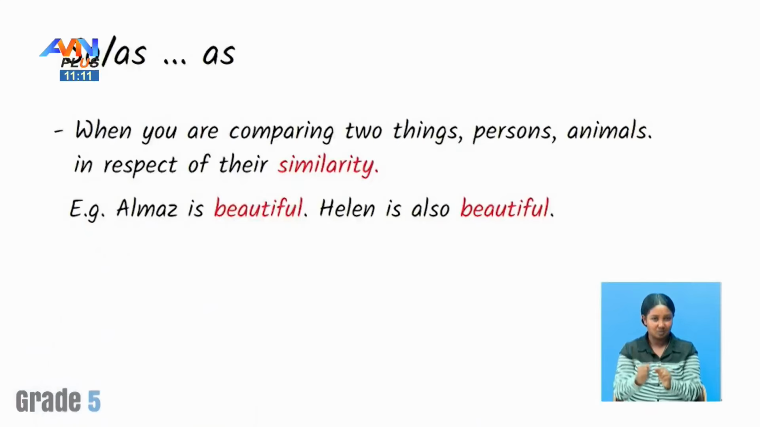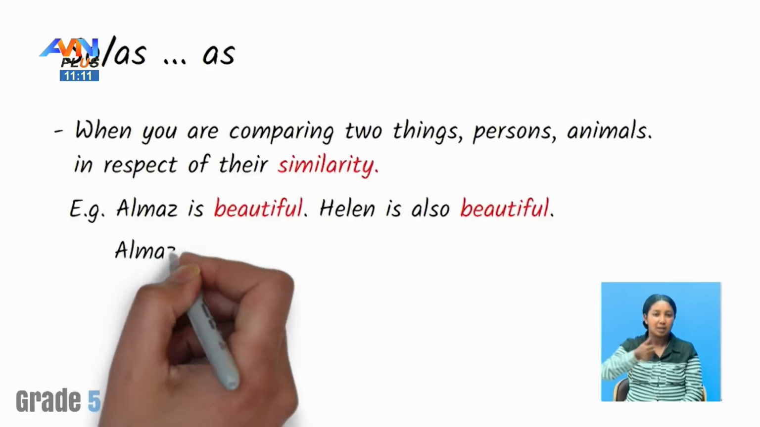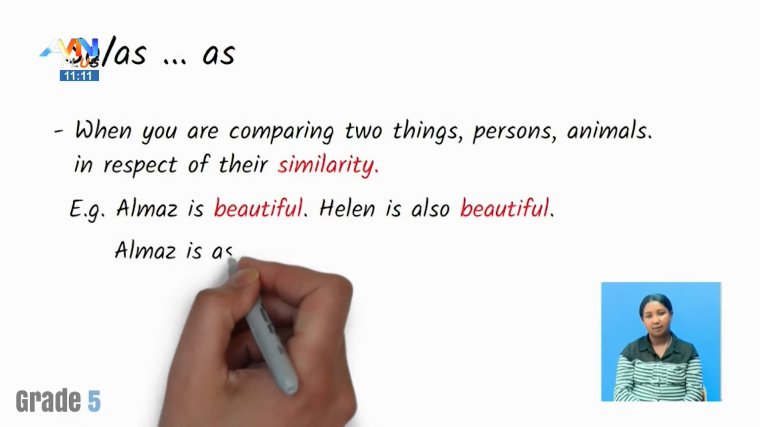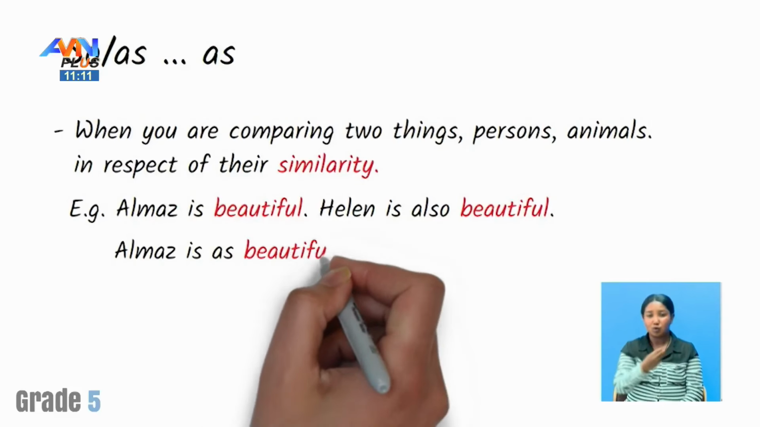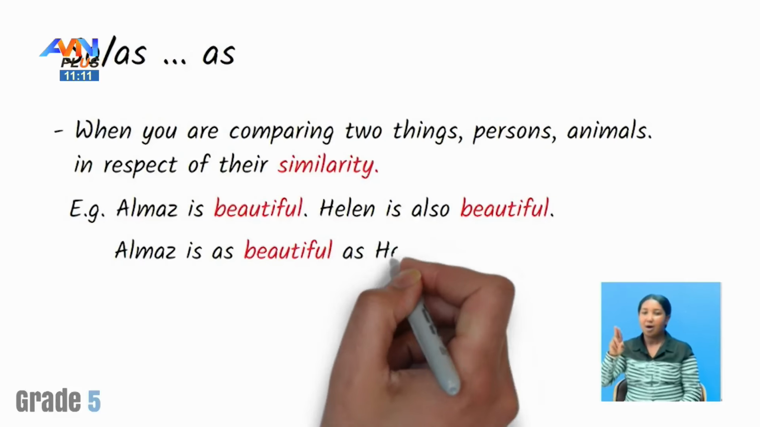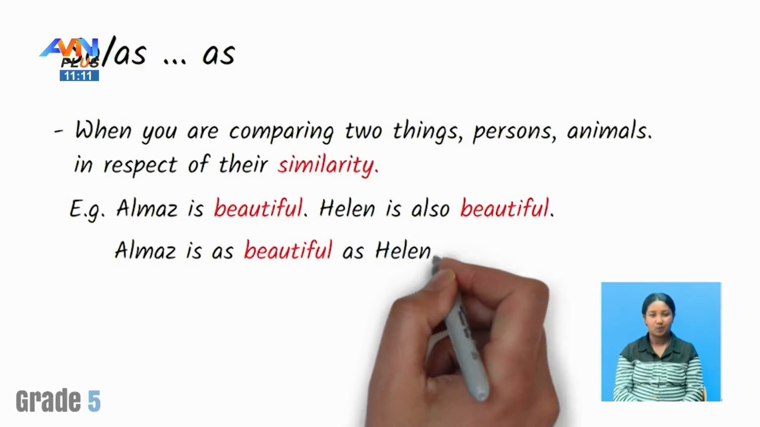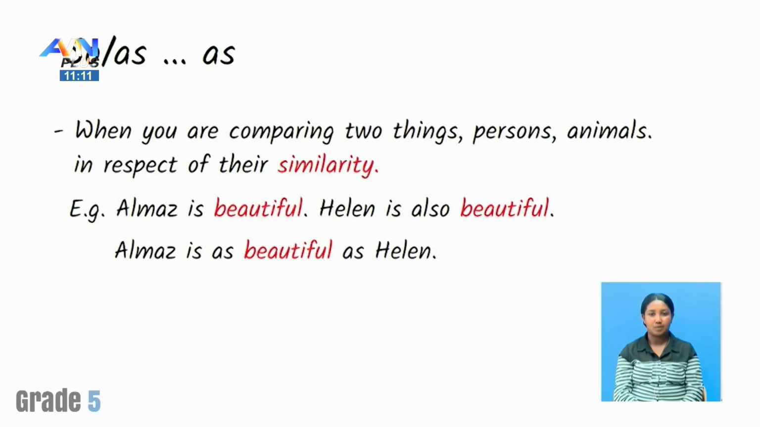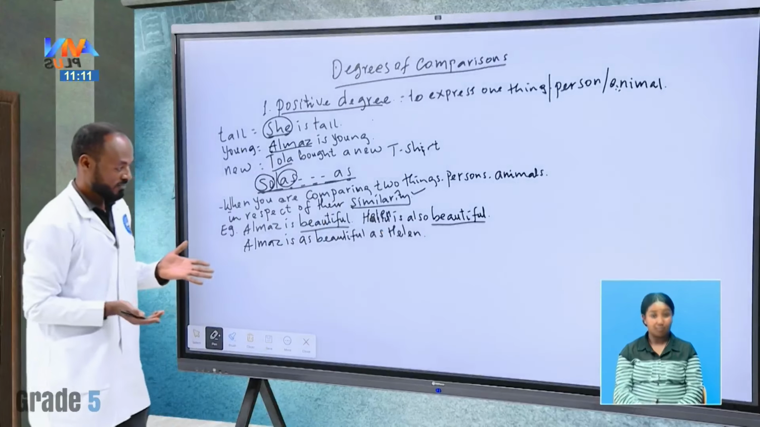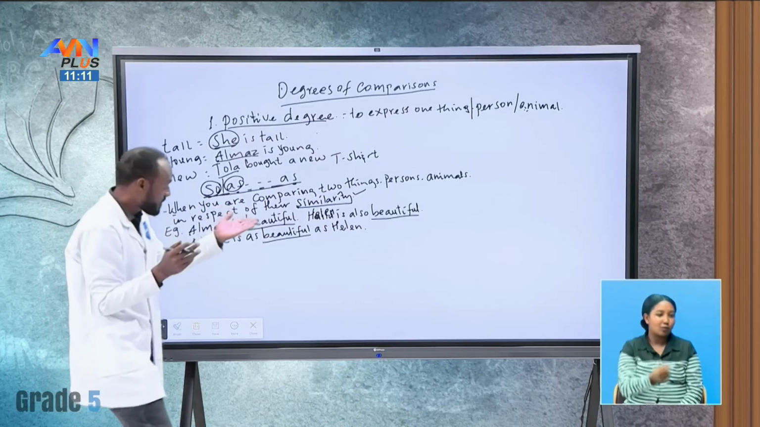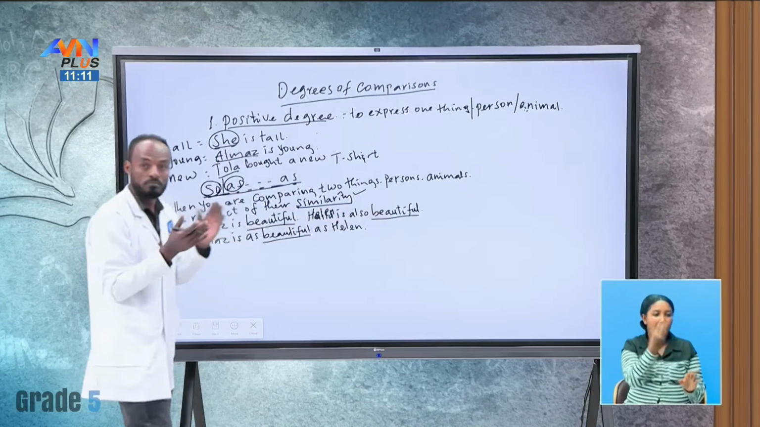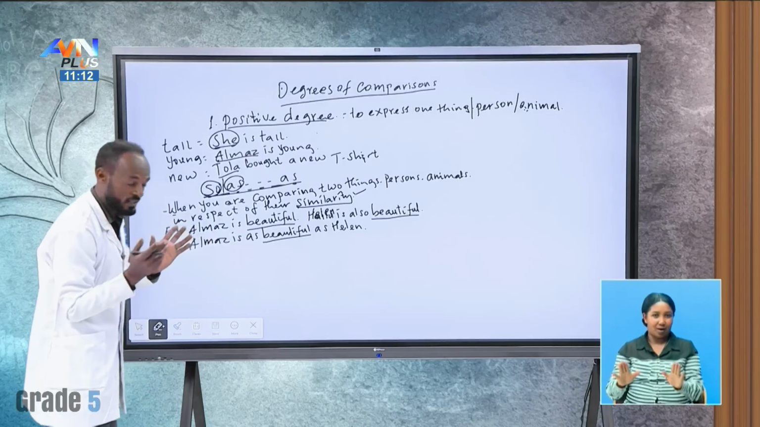Here, Almaz is as beautiful as Helen. Come on. We took only one "beautiful" because there are two beautiful here and here. They have the same quality. Another one.